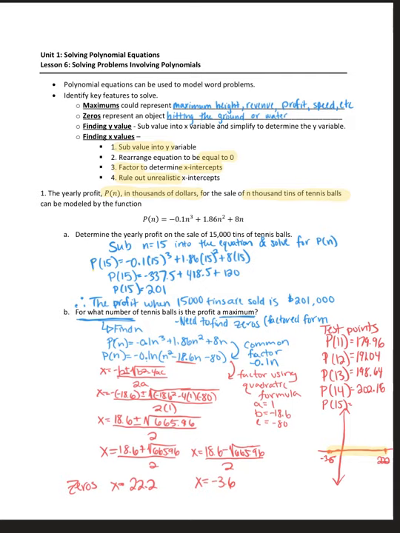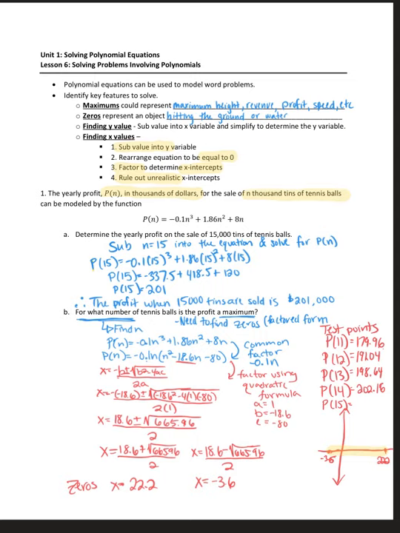Okay, so there are the values when we plug in different numbers for our n. So we can see that at 11,000 tins, the profit is going to be 179,960. At 12, it's continuing to go up. At 13, it's continuing to go up. 14, it's continuing to go up. So we can see that the profit is continuing to increase.